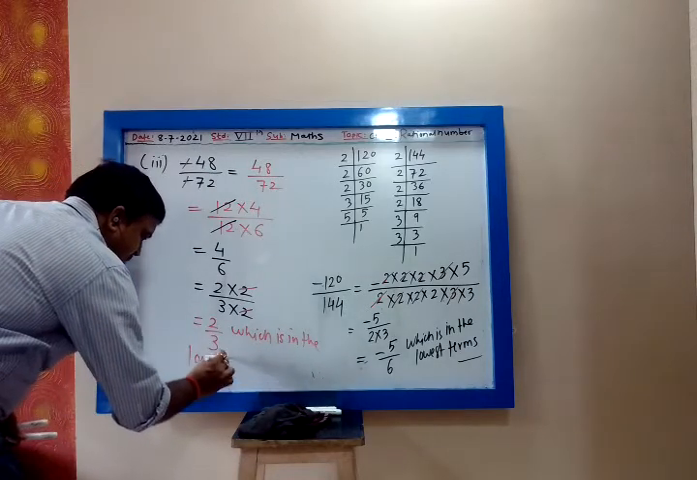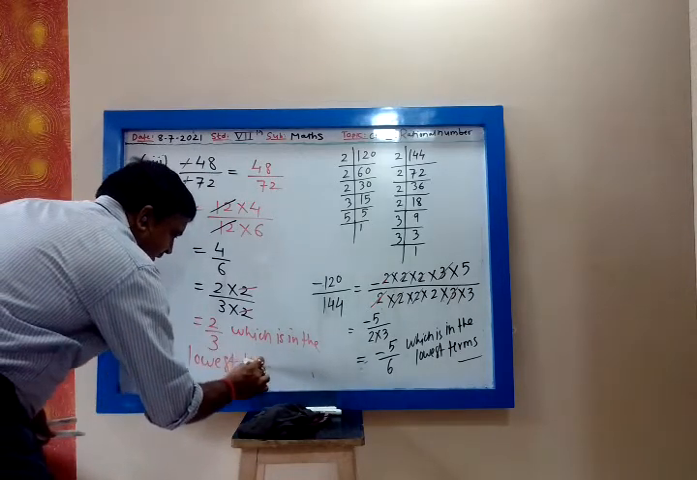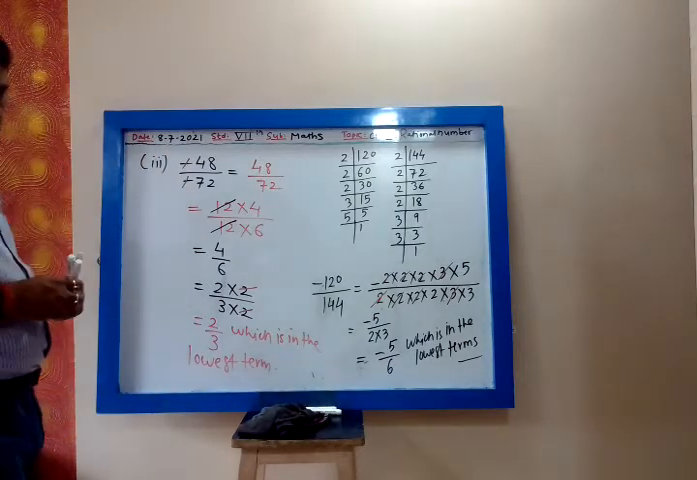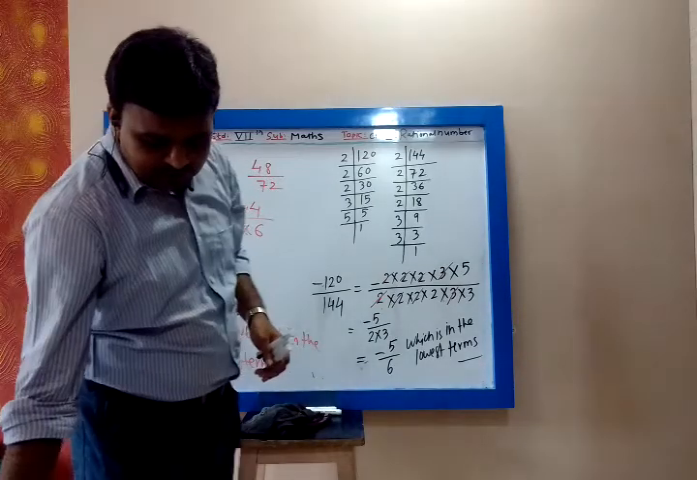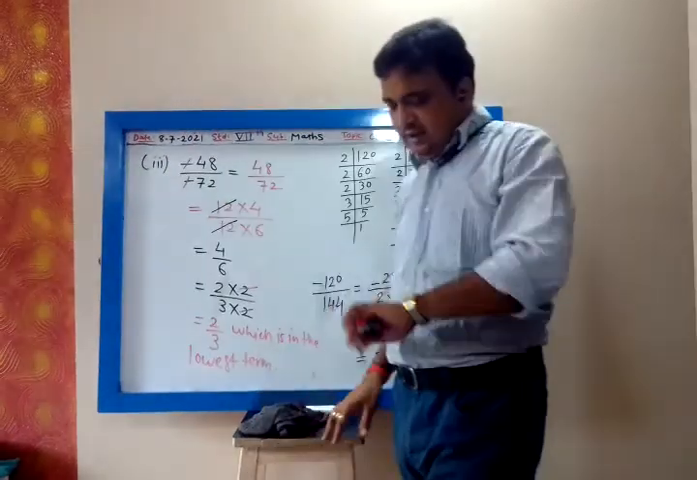Lowest terms means you have to cancel the common terms of numerator and denominator. That's all.